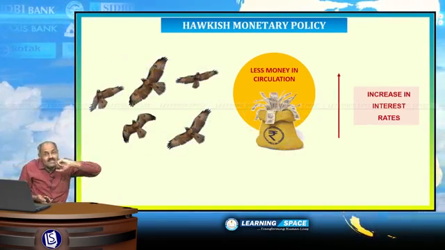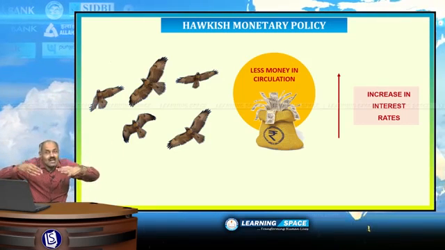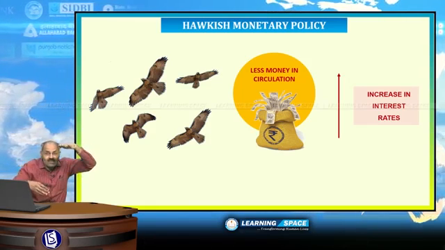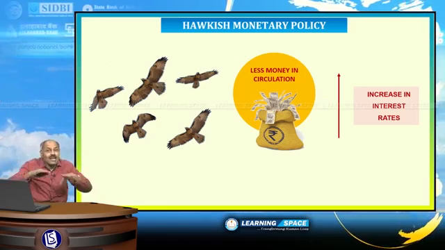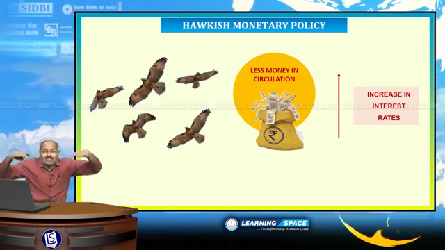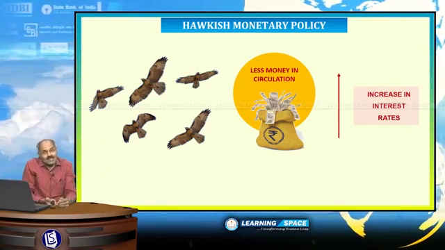The opposite is hawkish monetary policy. Hawkish monetary policy is when CRR is increased, when SLR is increased, when interest rates are increased, the meaning is less money in circulation. That's why the interest rate structure will be high. That is hawkish monetary policy.